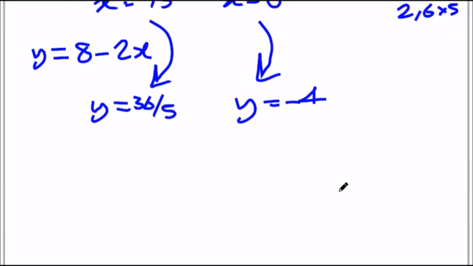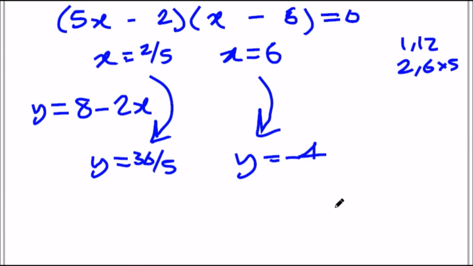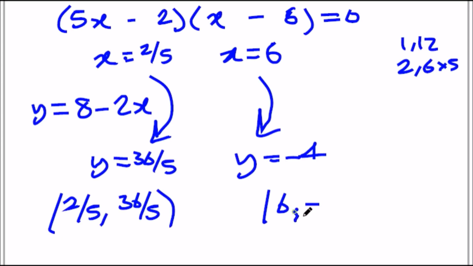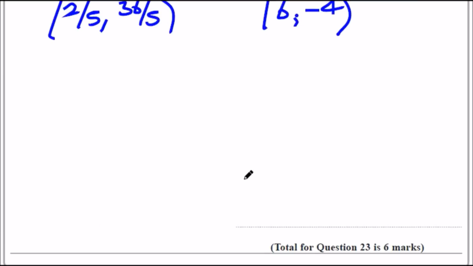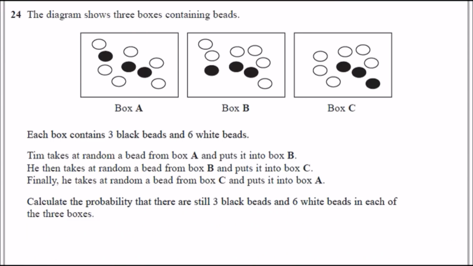That's it, guys. So your pairs of equations would be 2/5 with 36/5, and 6 with negative 4. All right, let's go to the last one.